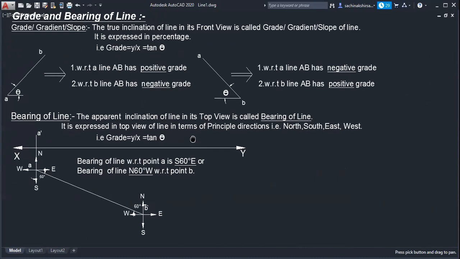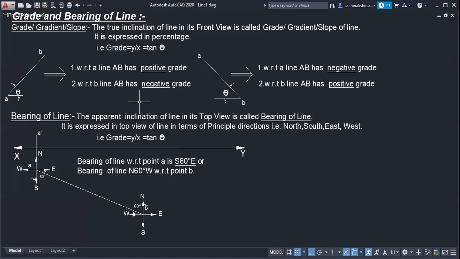Now, one of the theory bits. After this, you can give the title as Grade and Bearing of Line. So what does it mean by grade and what does it mean by bearing? It is a little concept. Actually, this is part of the projection of a line only. Are you observing on the screen? Grade and Bearing of Line.